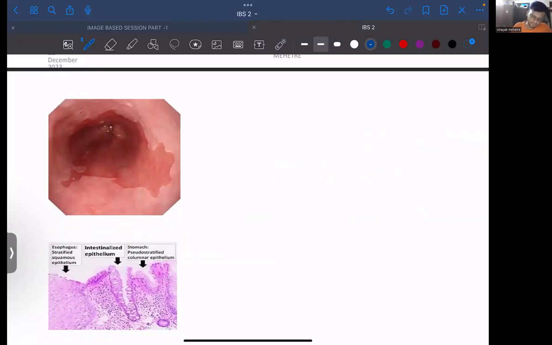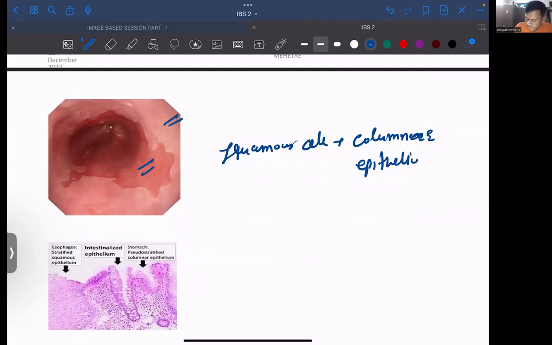Take a look over here. It looks red and it looks white. So what has happened over here? Squamous cell epithelium is replaced by columnar epithelium. So it is seen in Barrett's esophagus. ठीक है?